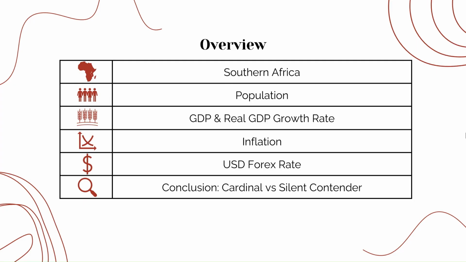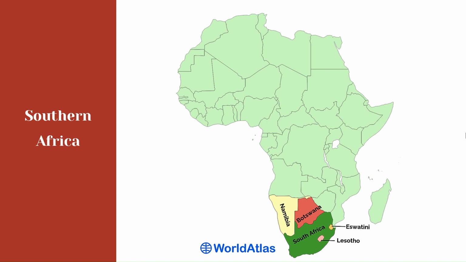A little overview: we'll go through the population, and insights from the population after looking at the countries in Southern Africa, just to acquaint ourselves with them. Then we'll also look at the GDP and real GDP growth rate, after which we'll focus on inflation and the USD forex rate. So there are insights that we're going to find out from this presentation. And then finally, we'll have a conclusion slide where we'll compare and contrast the cardinal and the silent contender on each of these metrics that we've analyzed to determine whether or not the silent contender is in a position to usurp the cardinal.